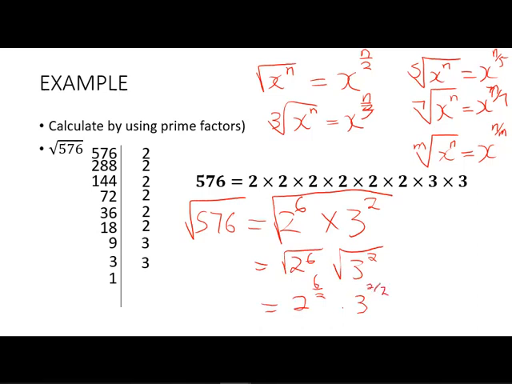So I'll end up having 2 to the exponent of 3, because 6 divided by 2 is 3, times 3 to the exponent of 1. 8 times 3 will give you 24, which is your solution in this case.